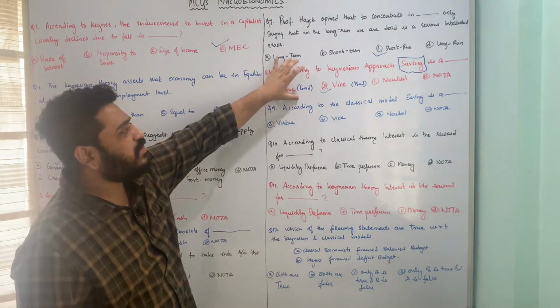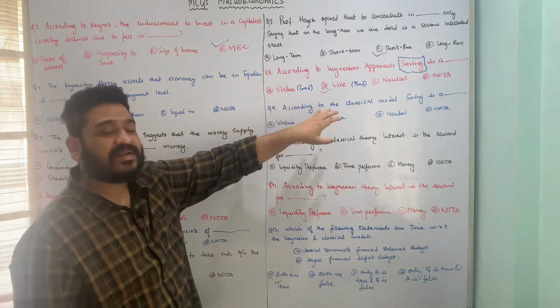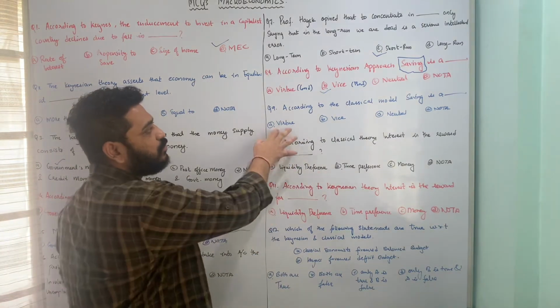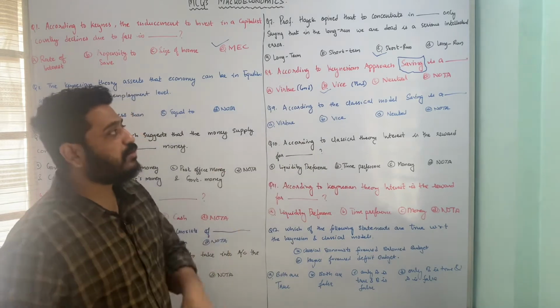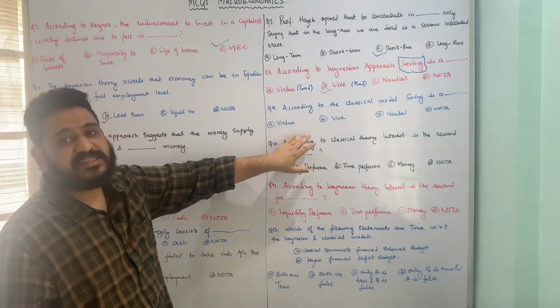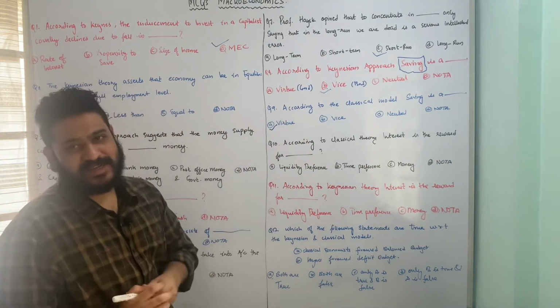correct answer. A similar sort of question, according to the classical approach, let us look at it. According to the classical model, saving is a dash, whether it is a virtue or whether it is good, whether it is wise, that is bad, neutral, and none of the above. So according to Keynes it is bad, but according to the classical model, saving is good and therefore it is a virtue, and therefore option A is the correct answer.